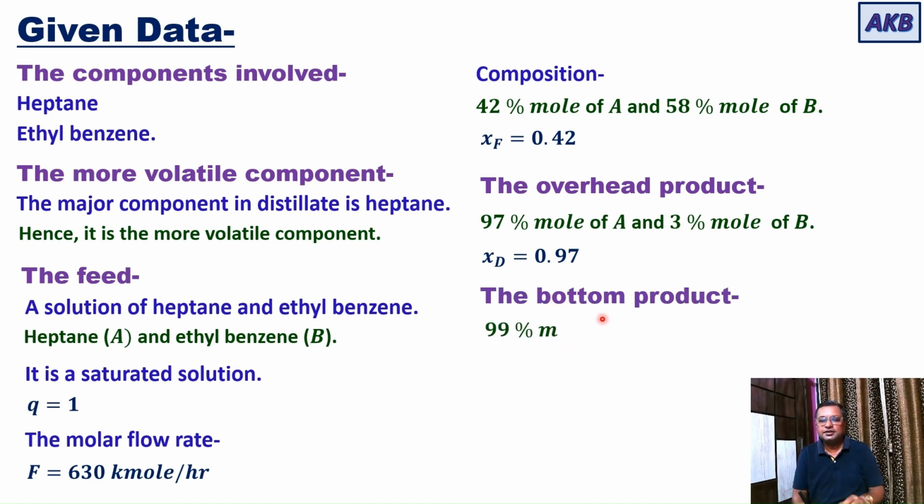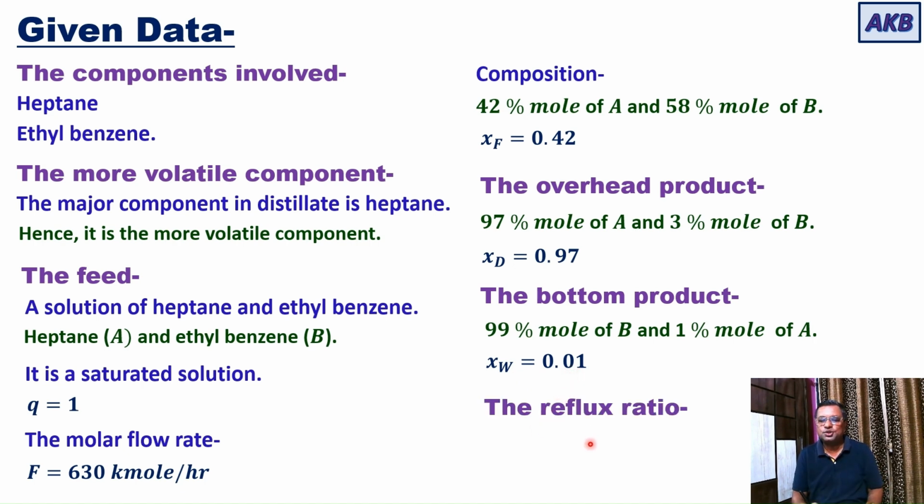Then regarding the bottom product, you have bottom product is containing 99% mole of B. That means the remaining 1% mole will be of A. That is why XW, that is mole fraction of more volatile component in the bottom product, it is 0.01. So this is the information that is given to us. The reflux ratio is also given. Reflux ratio, that is R. We denote that by R, and it is 2.5.